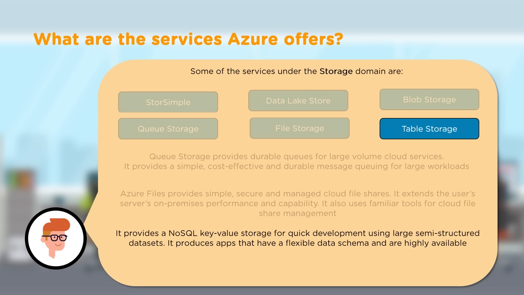Let's talk about table storage. Now, table storage is a NoSQL key-value pair storage for quick deployments with large semi-structured data sets. One important thing to note with table storage is that it has a flexible data schema, and it's also highly available. Let's expand a bit on table storage. So anytime you want a schema-less, NoSQL type table storage, it is the one we'll end up picking. It provides key-attribute storage with a schema-less design. This table storage is very fast and very cost-effective for many applications.